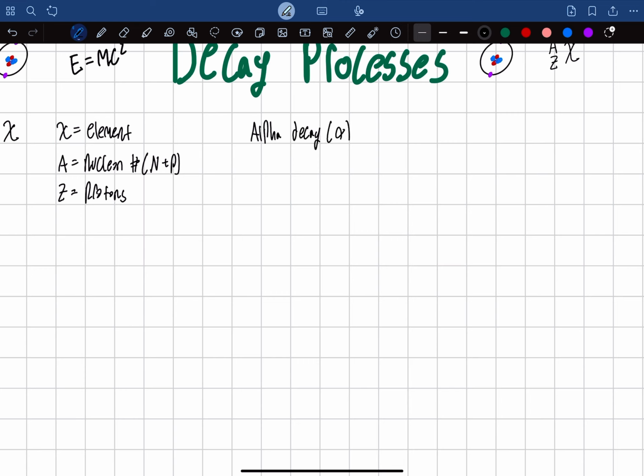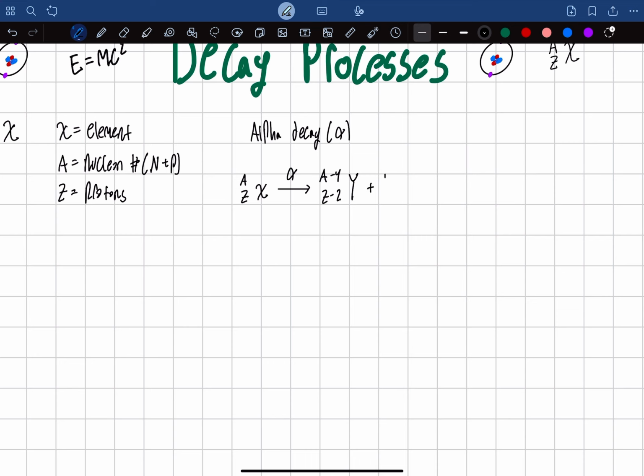This is the symbol for alpha. So alpha decay looks like this. This is the backbone of any problem you do, it should look like this. That's your starting element, and then I like doing this arrow to show alpha. So this is basically your parent nucleus, this one here. And then minus 4, and minus 2. And this is going to be your daughter nucleus, or your daughter element, you can think of it as.